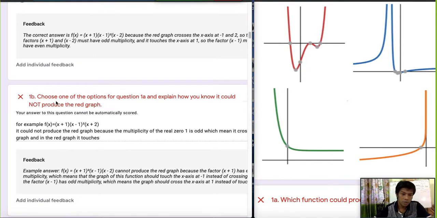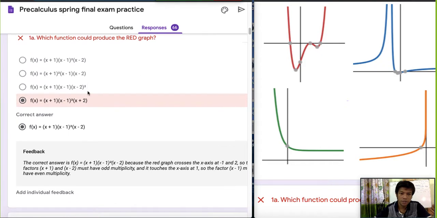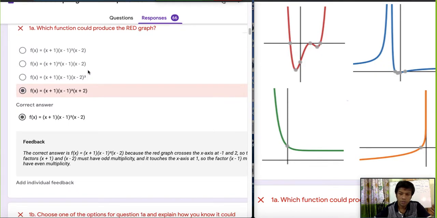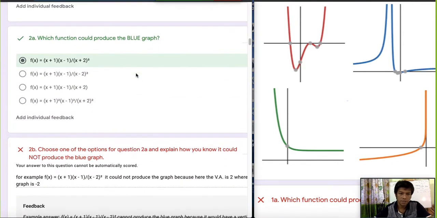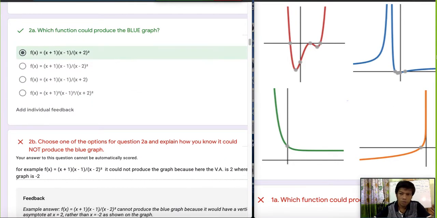And part B of the question is which of the options are wrong and why it is wrong. And actually we already explained it. Which one is wrong? Actually, without the first one, all three are wrong. And I think by now you know why they're wrong, because of their multiplicity. Either their multiplicity is a problem or the real zero is a problem. This is the reason. Now the blue graph.